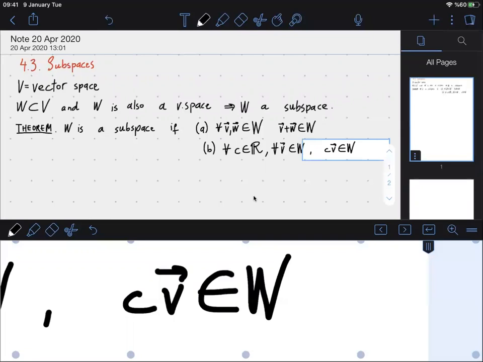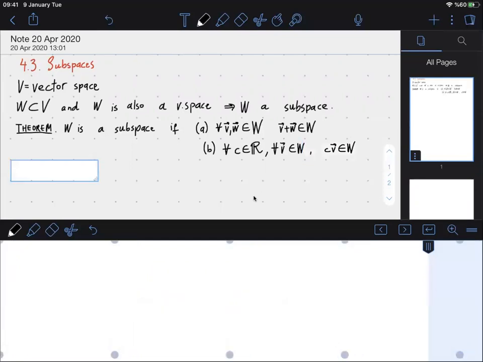Then we said that every vector space has two trivial subspaces. One of them is the zero subspace, which consists of only the zero vector, and the other one is the whole space, okay? I'm not going to talk about all those details. To visualize what is a subspace and what is not a subspace, we did an example like this.